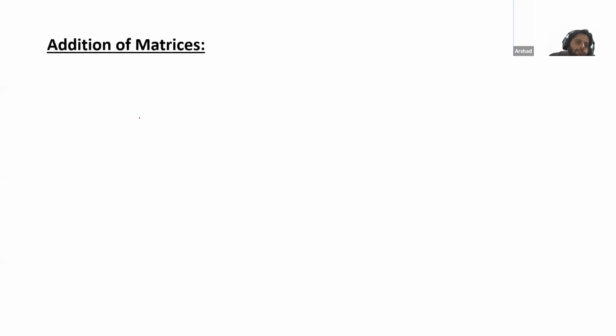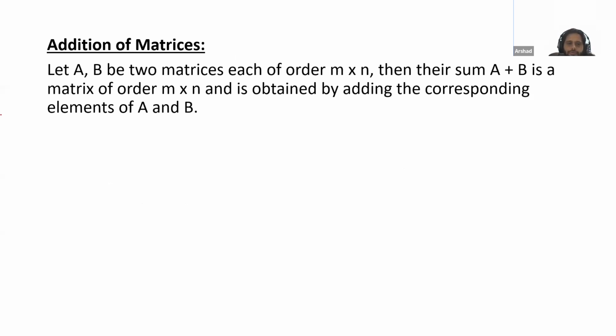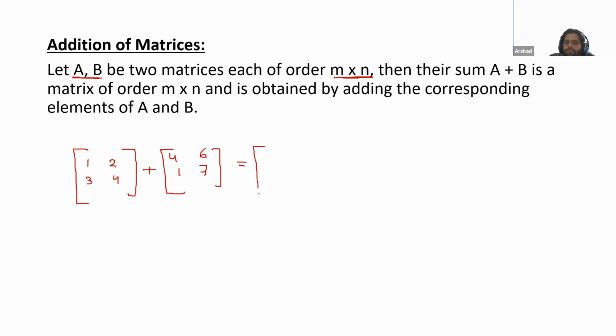This is the new topic, addition of matrices. Suppose we have two matrices, A and B, both with the same order. Always remember we can add two matrices. Suppose we have the first matrix 1, 2, 3, 4. We can add this matrix to another matrix if they have the same order. Always remember, two matrices can be added only if they have the same order.